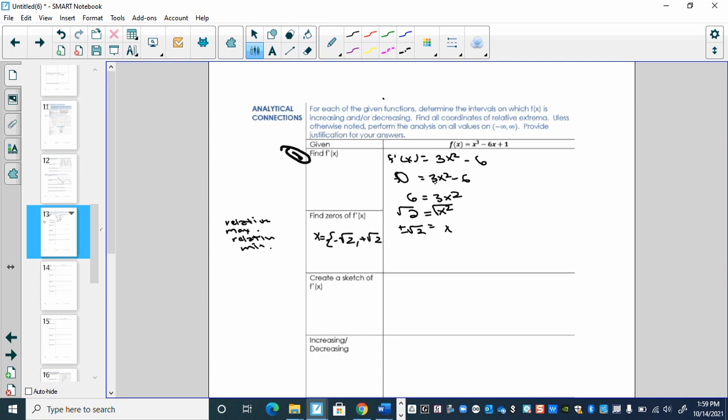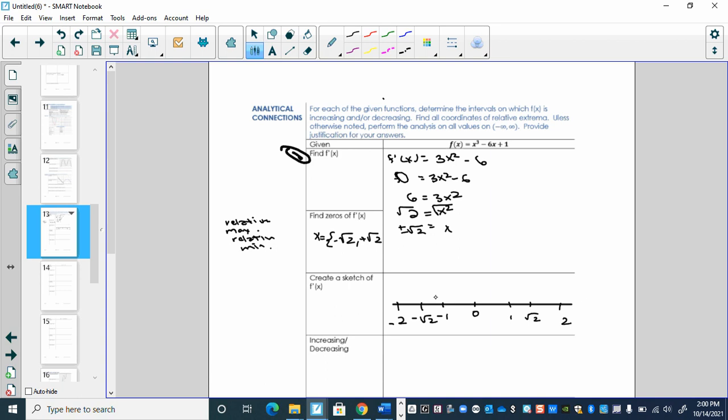So I'm going to create a little sketch of this derivative. I'm going to do a little line here. Okay. And I'm going to make a little number line. So I have 0, negative 1, 1, somewhere in here square root of 2, negative square root of 2, 2, and negative 2. So just create a little number line.